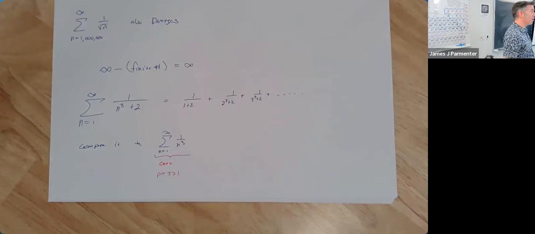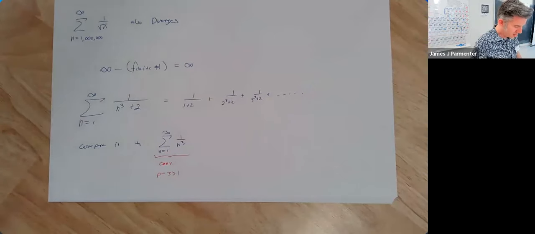1 over n doesn't get small fast enough. Like 1 plus 1 half plus 1 third plus 1 fourth plus 1 fifth and so on and so on. The terms don't get small fast enough. Those terms all add up to infinity, which we did talk about last time. We talked about how you can group the first 2 and then 4 and then 8 and then 16 and see if you get that. You can also compare it to something.